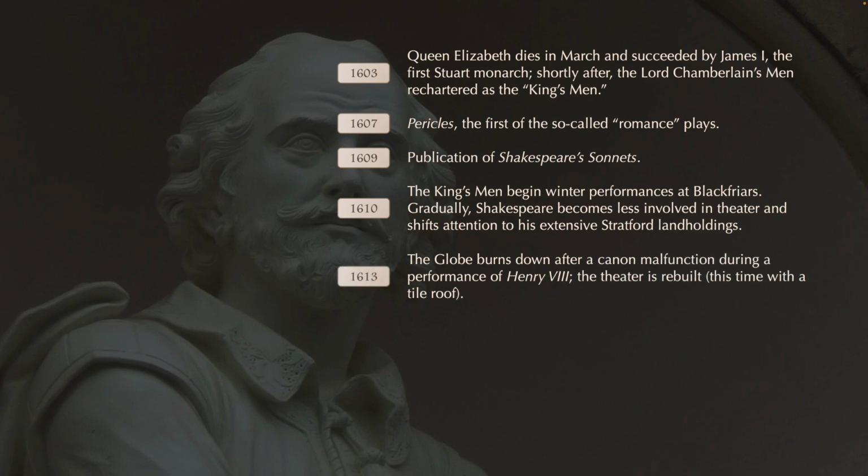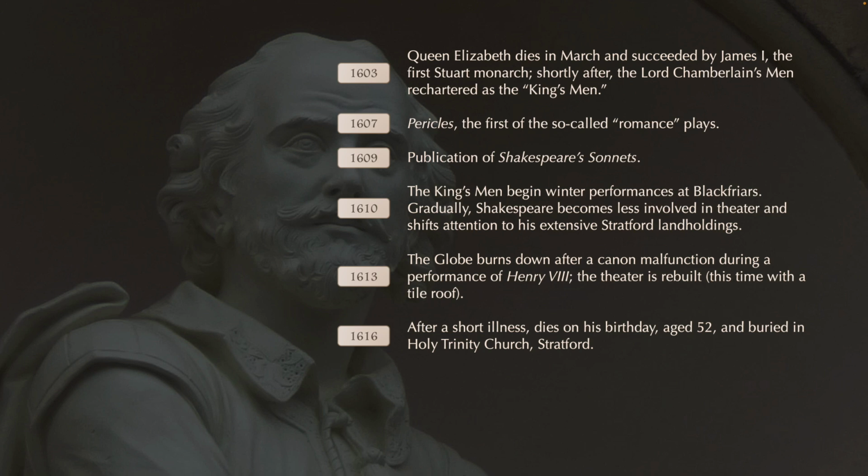In 1613, the Globe Theater, the original one, burned down. There was a cannon malfunction during a performance of Henry VIII. A spark or something got into the thatch, and the theater went up in flames, and miraculously everybody got out. I don't know. Maybe it was a small crowd. It seems like they were very lucky that nobody was hurt in that incident. The theater was rebuilt shortly after this time with a tile roof, and Shakespeare continued to be a shareholder in the company and probably helped finance that reconstruction.